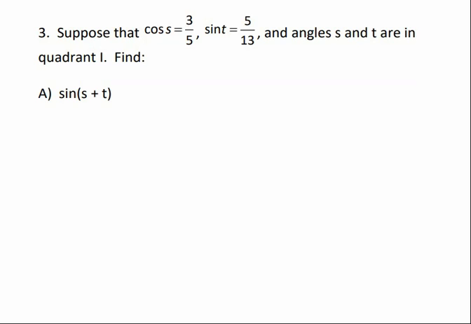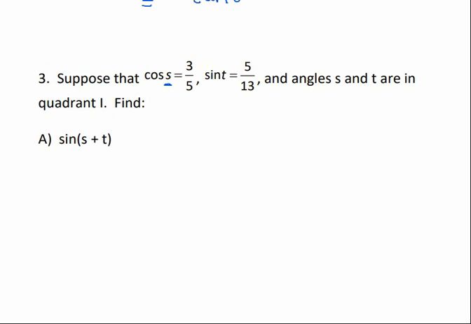All right, so for angle S, we have cosine, and remember the Pythagorean identity. Let me just rewrite it here just in case you don't remember.